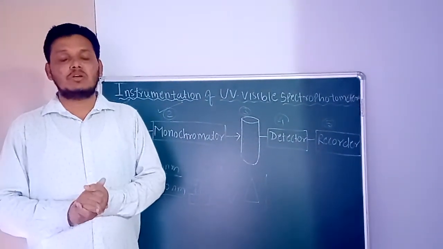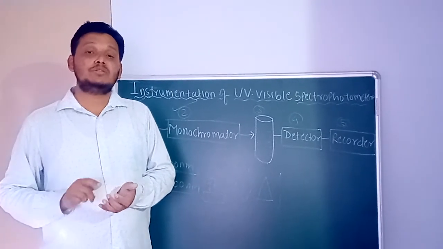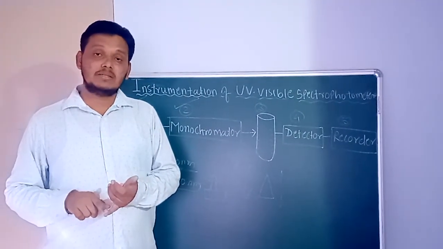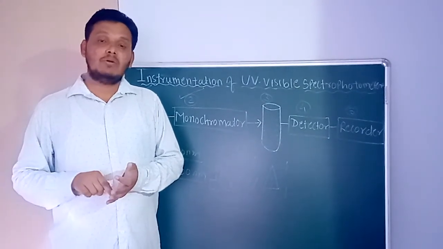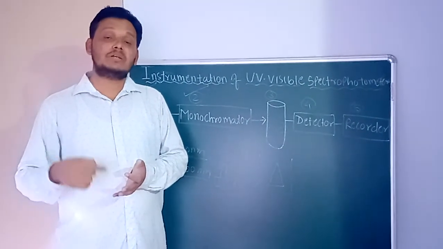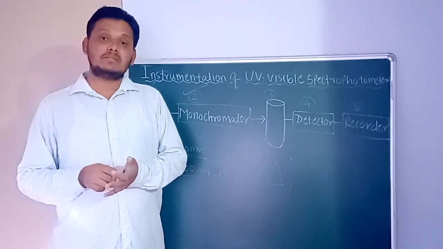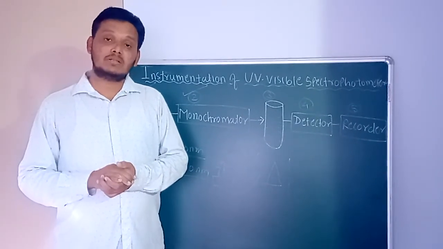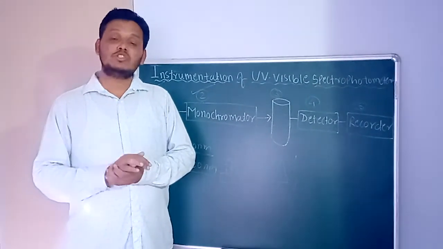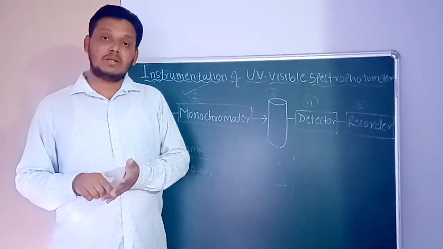Okay, now the next important point is the application of UV visible spectroscopy. What are the applications of UV visible spectroscopy? It is useful for qualitative analysis and for quantitative analysis. Qualitative analysis means which constituent is present in that particular sample. Quantitative analysis means how much quantity of that constituent is present in that particular sample.